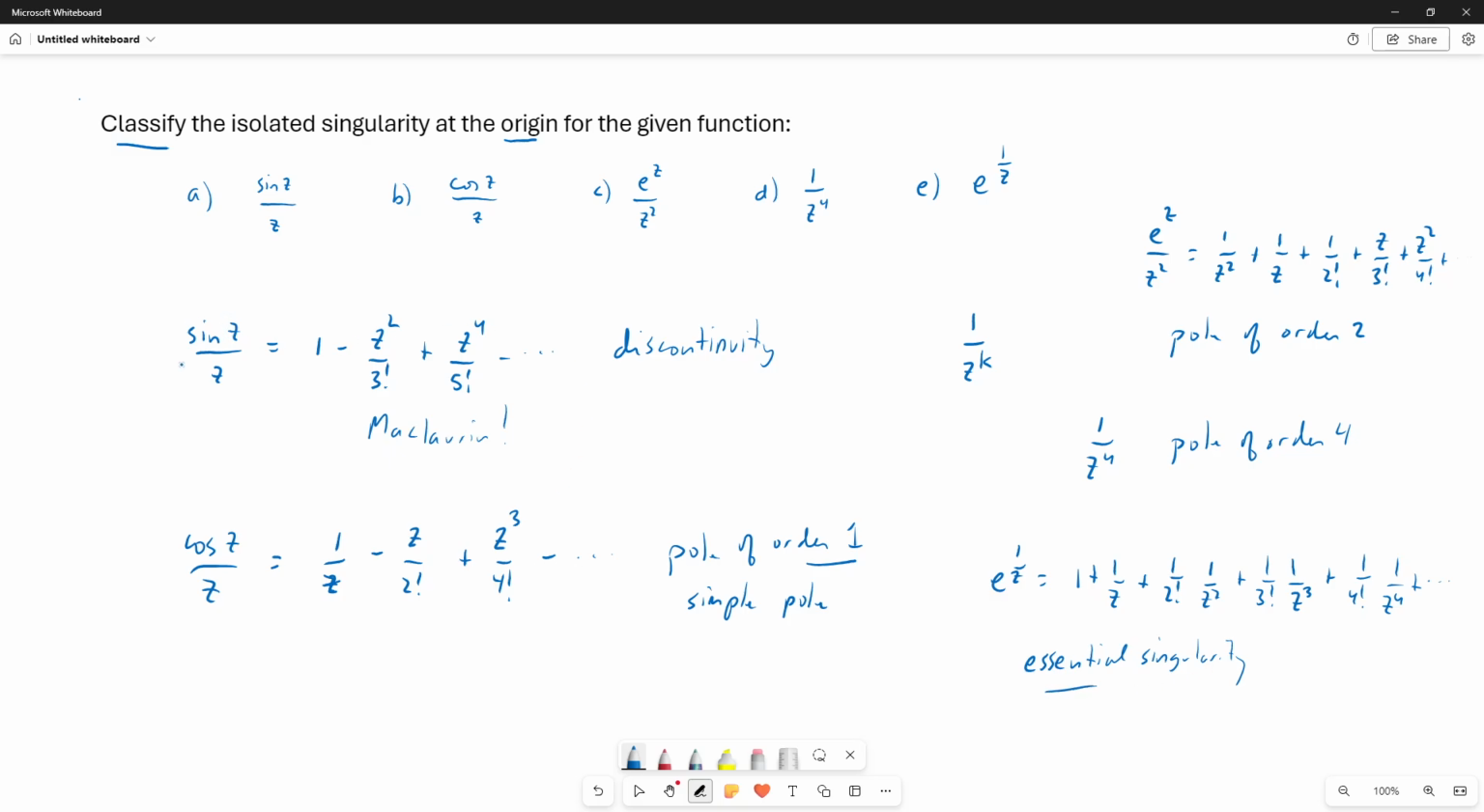So we have a discontinuity, a simple pole, a pole of order 2, a pole of order 4, and an essential singularity amongst these 5 functions.